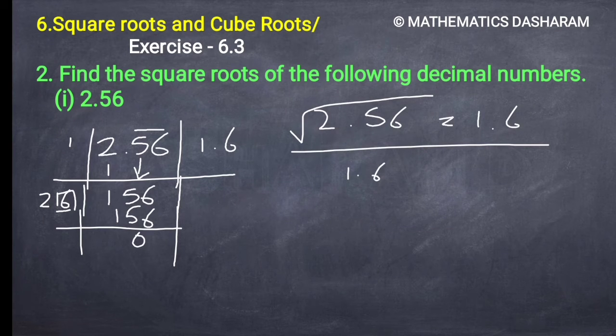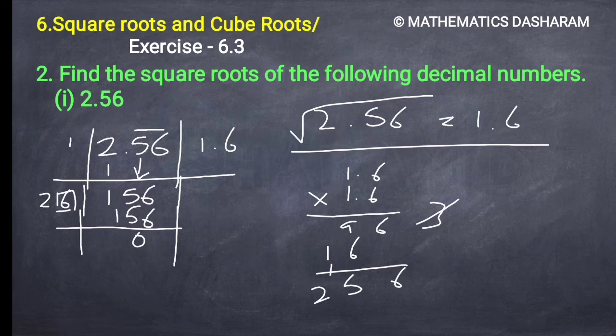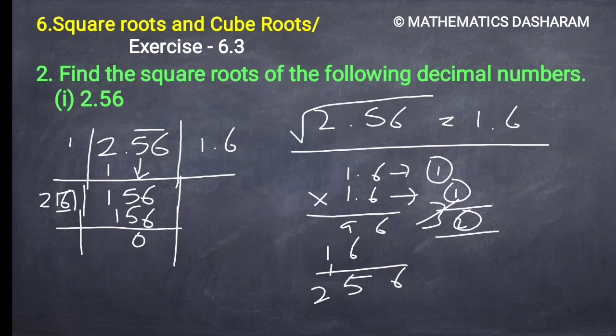So let us verify. 1.6 into 1.6: 6 6s are 36, 3 carry, 6 1s are 6 plus 3 is 9. So 6, 15, 1, 256. Here one decimal place, here one more, overall 2 decimal places. So count from the right side 1, 2, so then 2.56. So our answer 1.6 is correct.